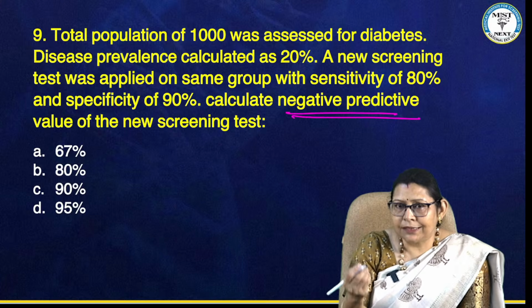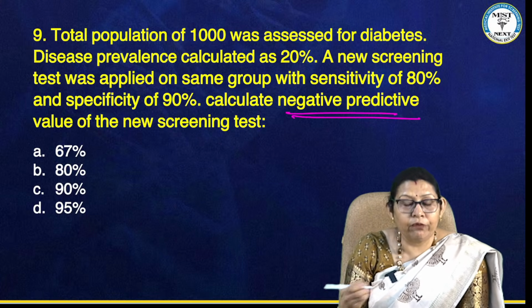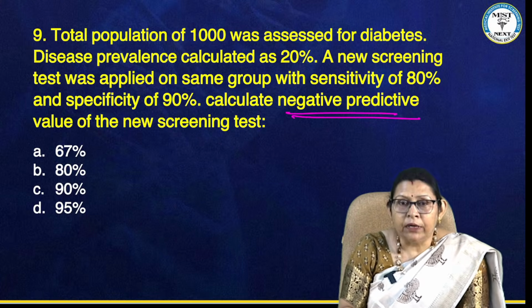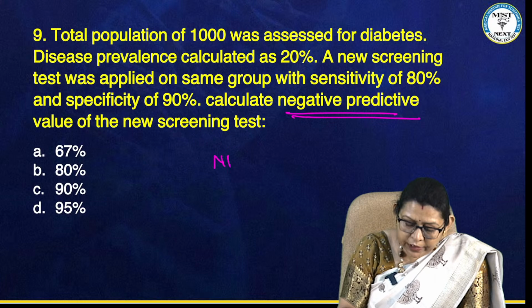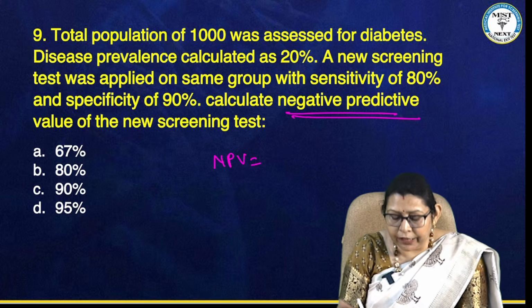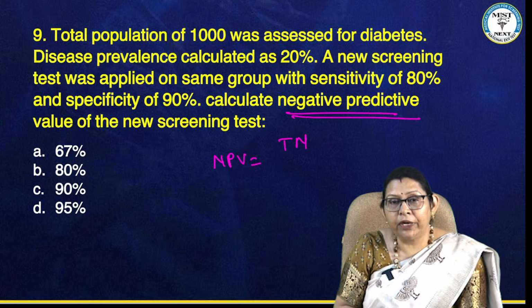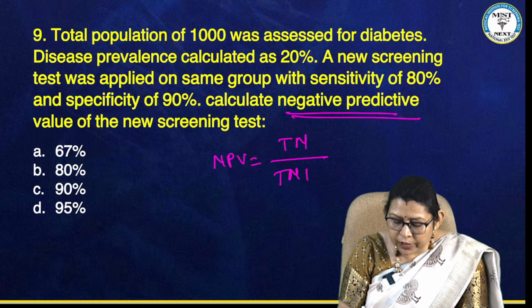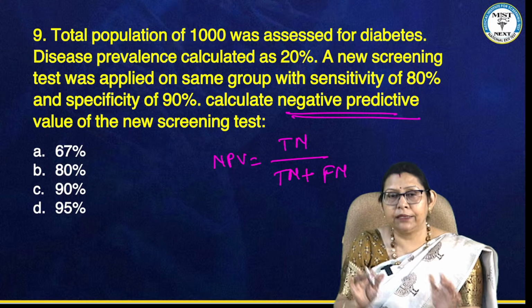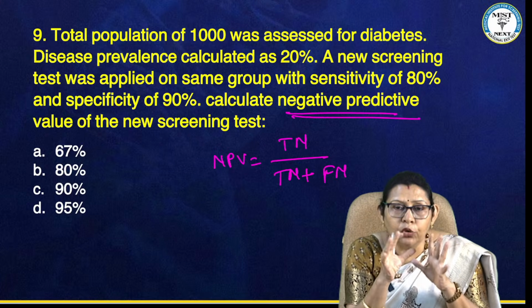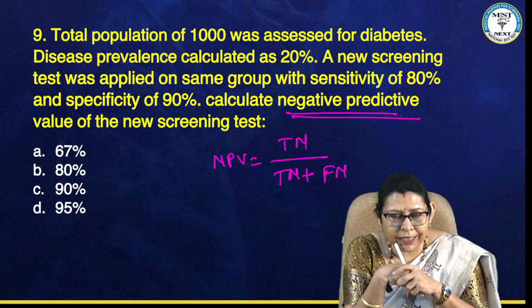We know negative predictive value, all negative, what we had discussed as a quick way to remember the formula. All negative: true negative in the numerator divided by true negative plus false negative. Okay, this is my formula. Now I need two values, true negative and false negative.